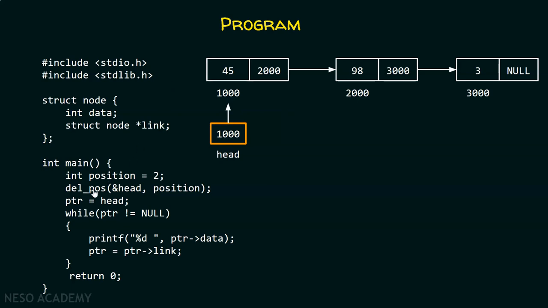So here we will pass the address of head to this particular function del post, and we will also pass the position variable. Instead of passing head, we will pass the address of head. As you can see, I have put an ampersand in front of head, and I'm assuming here that the address of head is 600. So here I'm passing this particular address, that is 600, instead of passing this address 1000.